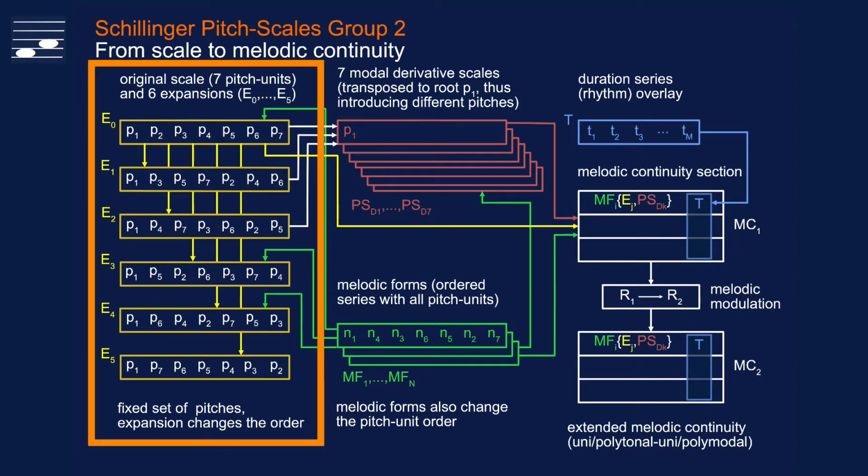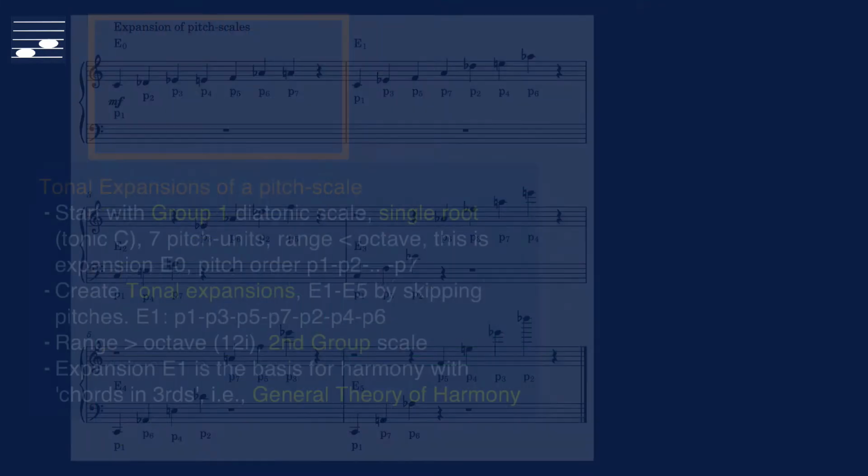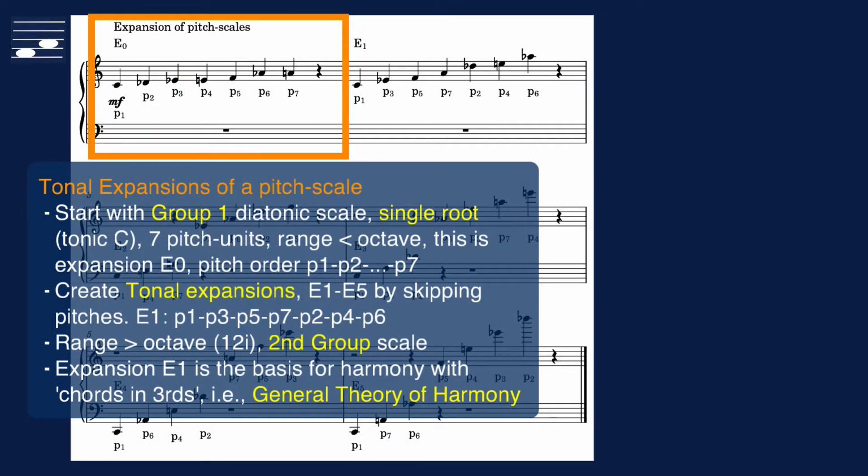The starting point is the method of tonal expansions applied to a diatonic source scale. The process is shown here in staff notation. The source is the 7-unit group 1 pitch scale marked at the top. The tonic degree is pitch class C. This diatonic scale contains half and whole tone steps and a minor third, that is, the 3 semitones interval. The total range is a major sixth, less than the octave. The degrees are labeled in ascending order as pitch numbers from P1 to P7. This is called expansion E0.